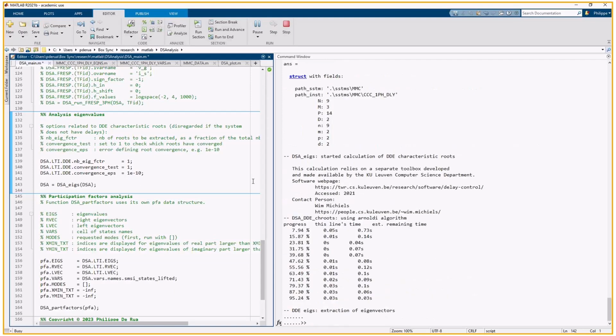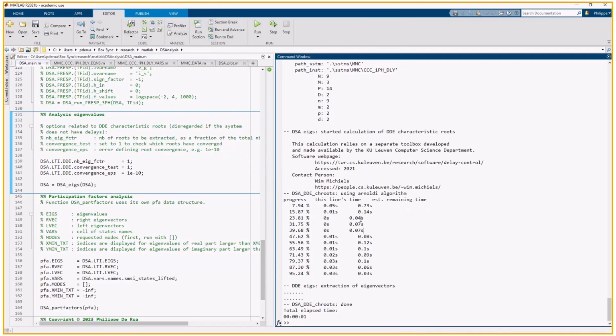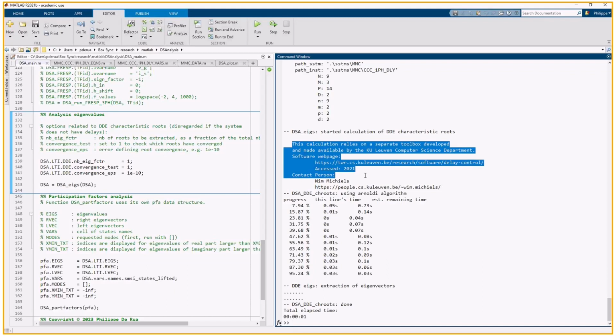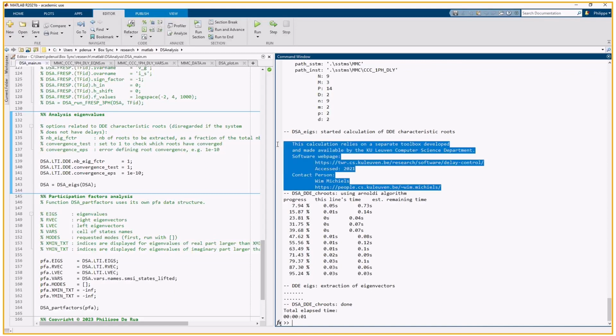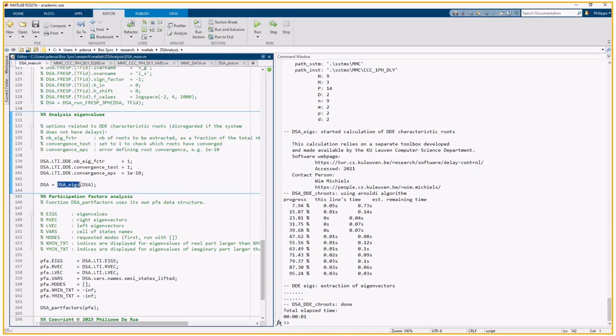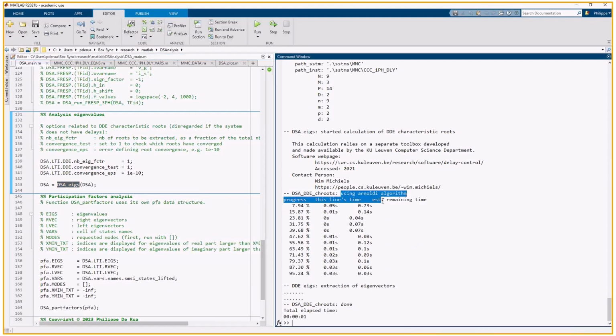I do Control Enter, and I see that for this simple system it goes very fast. I give some information about the origin of the software for the calculation of characteristic roots of delayed systems. These are the ones that come from the computer science department of KU Leuven. So these files have not been written by myself, except that naturally the functions that call it have been written by myself. I also give some progress while using the Arnoldi algorithm.